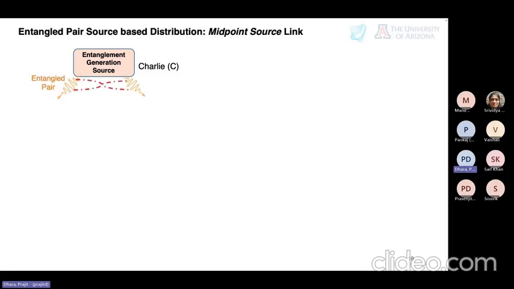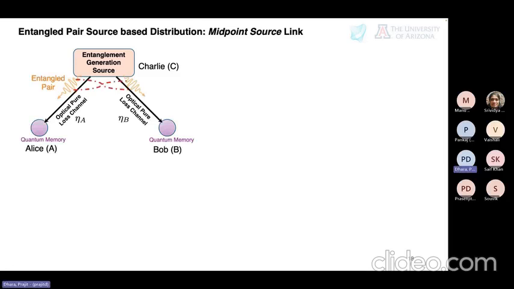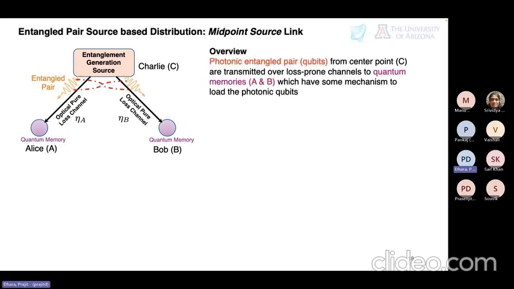The other protocol, which is most analogous to classical communication, we call the midpoint source. Charlie generates entanglement at the midpoint, very similar to how Ekert 91 was done, and sends the entangled pair to Alice and Bob over lossy channels, of course. Instead of measuring, Alice and Bob load the photons onto their memories. How they're loaded is another question, and I hope to give you some insights into one possible technique to do it. But this is the generalized model of how it looks.